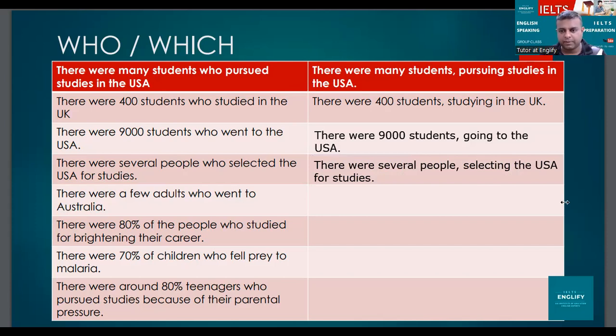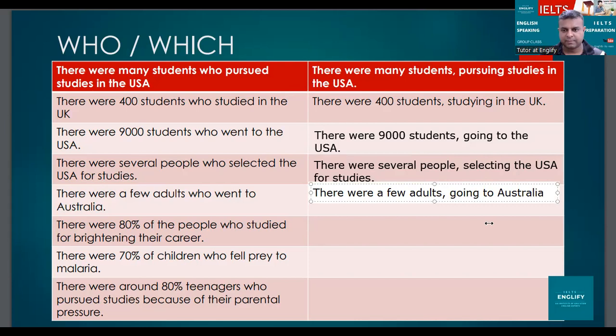Right, I hope it is getting clear to all. It's not too difficult, is it? Once you start to write it, it will be clear. Now, go on, make the other one. There were a few adults who went to Australia. So there were a few adults, comma, going to Australia.